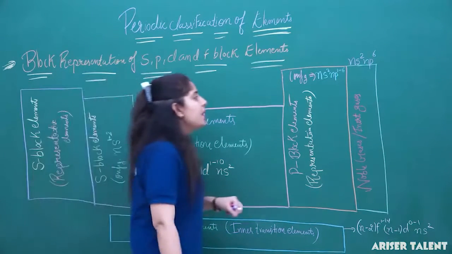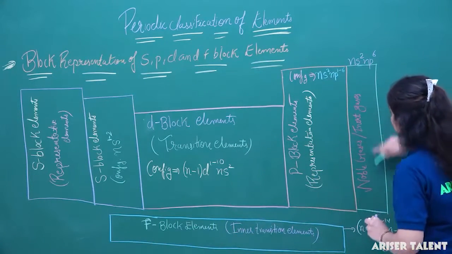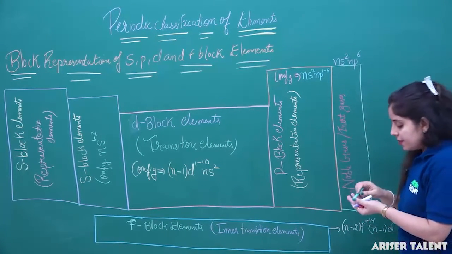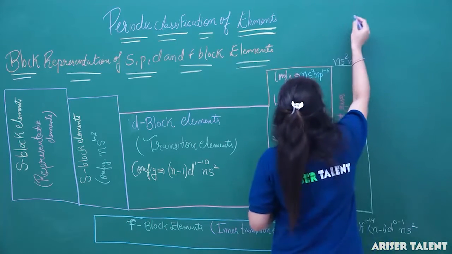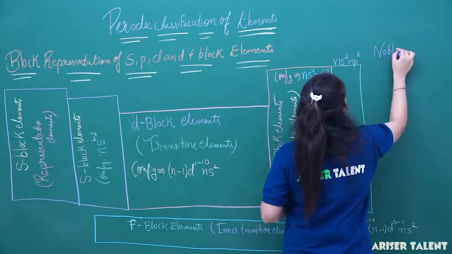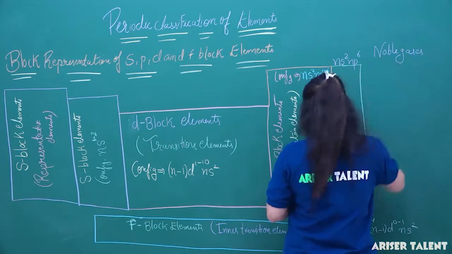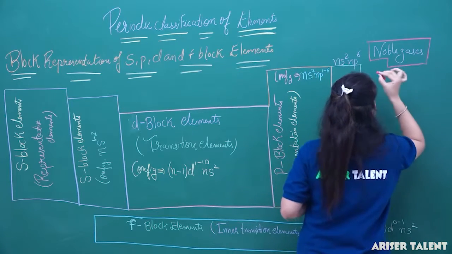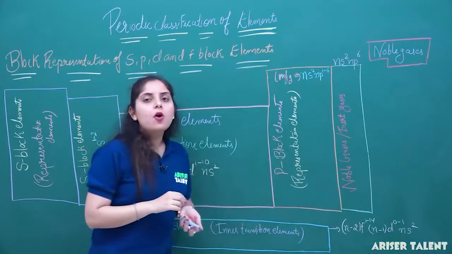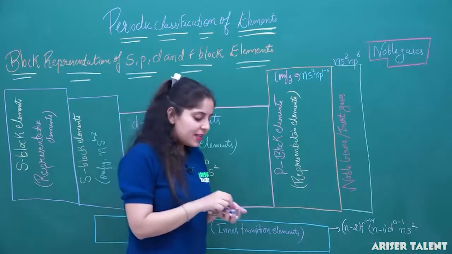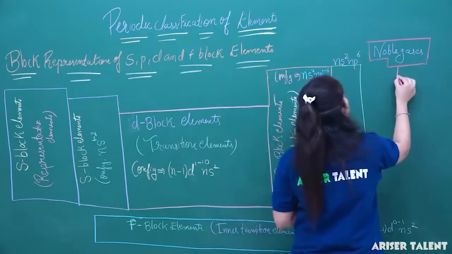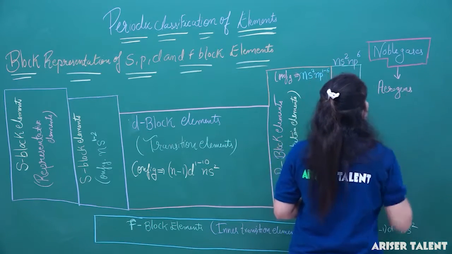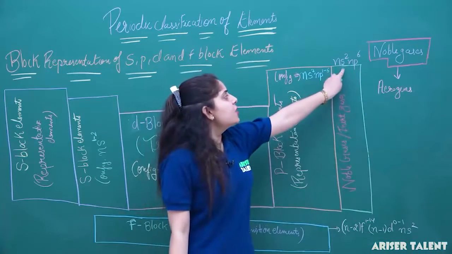Now, starting from here, we have noble gases. Noble gases are also known as inert gases. So, I am writing it here, noble gases. Let's discuss noble gases first. Noble gases are also known as inert gases, rare gases, and another name for the noble gases is aerogens. What are they called? They are called aerogens. And you can see here ns2 np6.